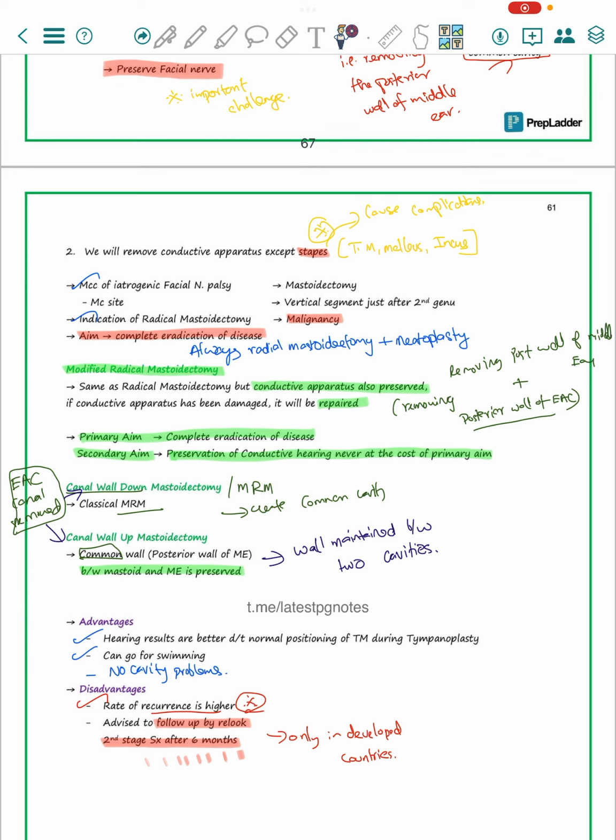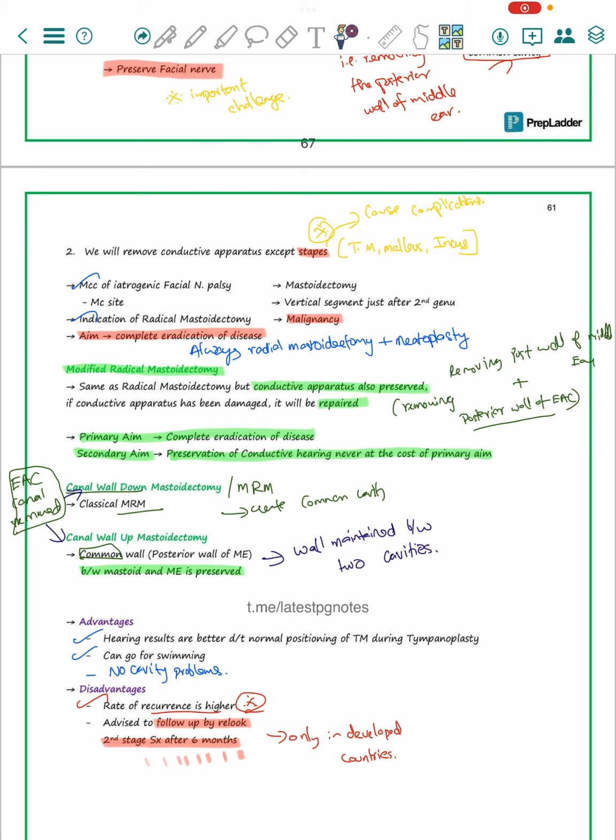Okay guys, let me make it clear that in modified radical mastoidectomy the conductive apparatus is preserved, whereas in radical mastoidectomy both the conductive apparatus and the mastoid are removed. Okay, then we come to two other important mastoidectomies, canal wall down mastoidectomy and canal wall up mastoidectomy, where we can use the EAC, the external acoustic canal, and operate through that.